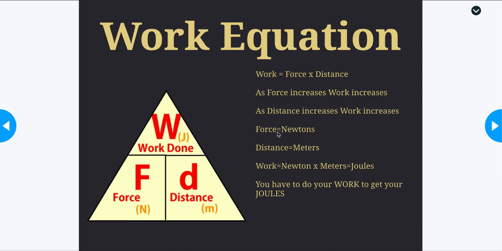All right, so force is measured in newtons. We know that from Newton's second law. So we measure force in newtons, and distance is measured in meters.